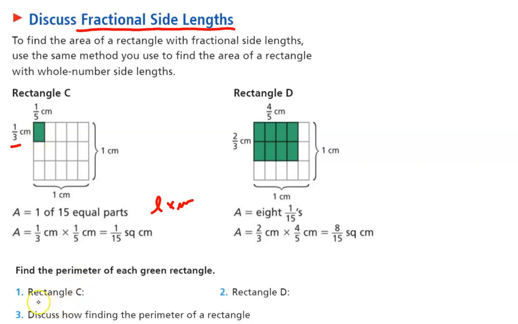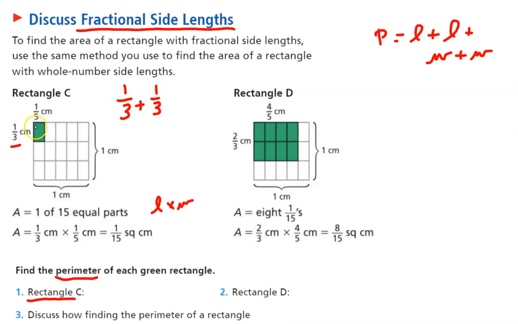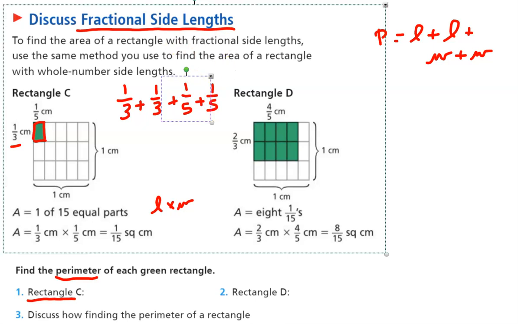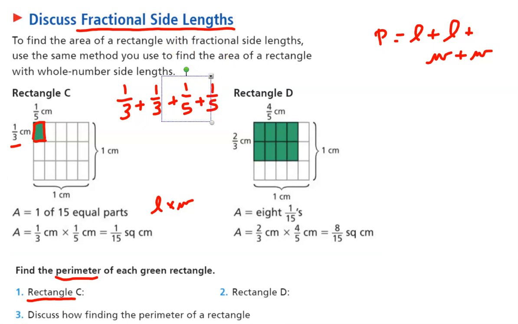Okay, but I'm going to jump down here real quick, and I'm going to show you how to find the perimeter of rectangle C. If you'll remember, perimeter is where you literally add together your length and your other length, plus your width and your other width. So here, that's actually going to be 1/3 plus 1/3, and then it's also going to be 1/5 plus 1/5. My problem here is that I cannot add together these fractions at the moment because they do not have the same common denominator. So I need to find a common denominator, and that's going to help me.